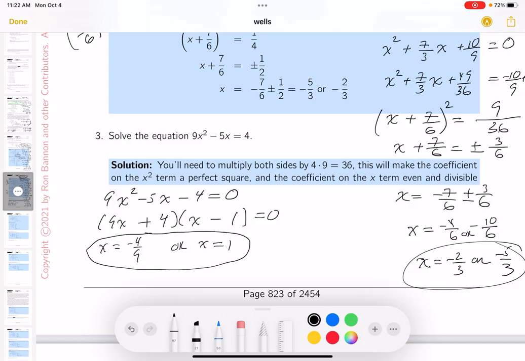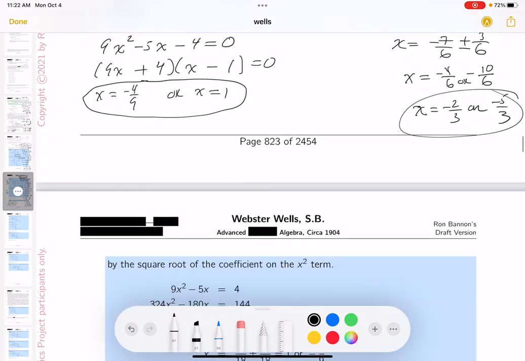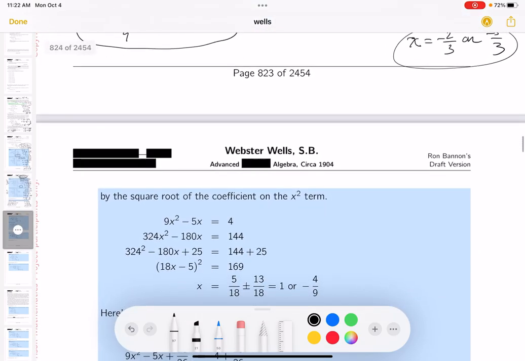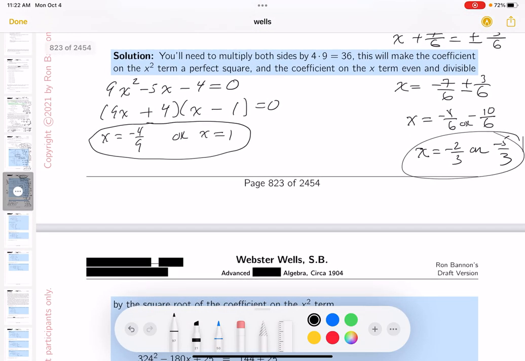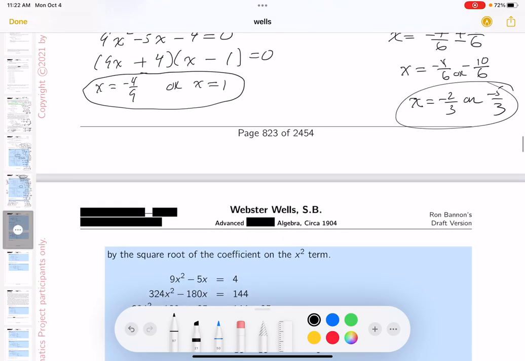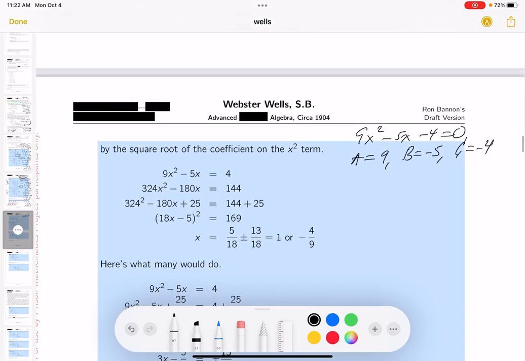But someone's going to say, does it always work? No. Sometimes it doesn't work. So what I want to do is talk about using the quadratic formula. I got to write this down again. We get the same answer, by the way. Don't worry. A is 9. B is minus 5. And C is minus 4. Let's do this. What do you get?